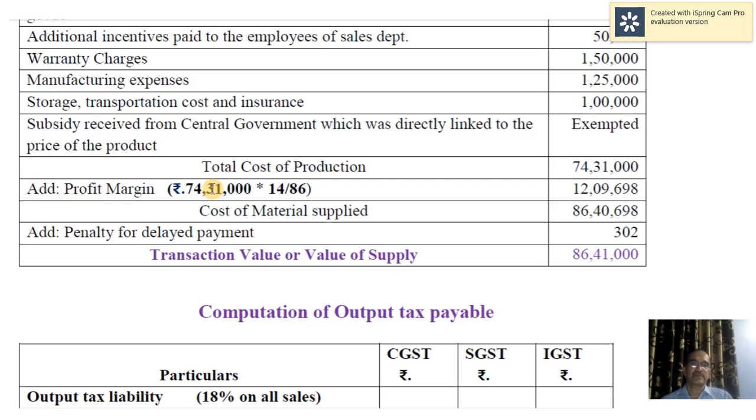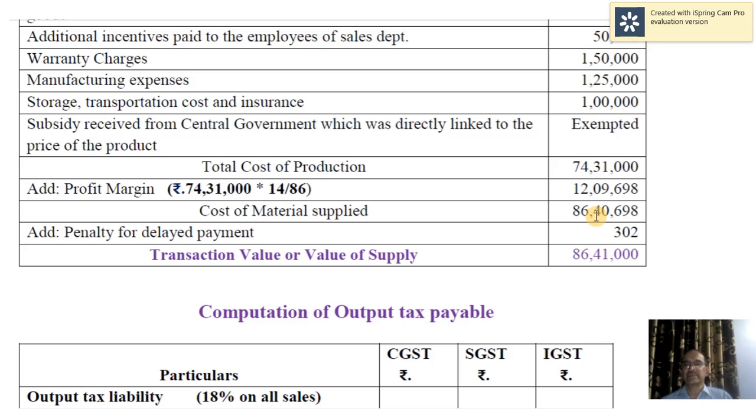What is it on 74,31,000? This is also cost. You cannot apply, for example, 14% because it is given on selling price. But here what is available is cost. So you have to change it on cost. So that will be 14 by 86. So if you apply 14 by 86 on 74,31,000, that is cost of production, you will get value like 9,698. So what you get is cost of material supply.